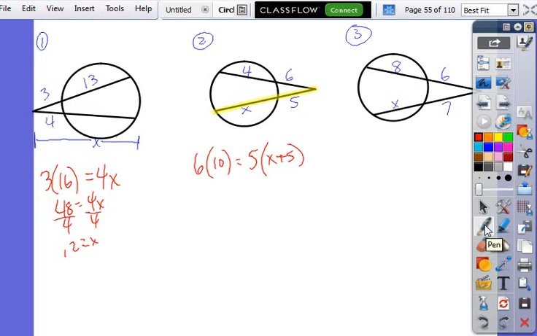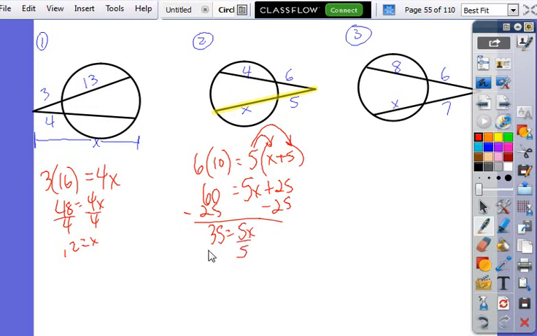Finishing this one, I do 60 equals 5x plus 25. Here's what some people mess up on. We do 5 times x, but we forget to do 5 times 5. Make sure you multiply both parts. Then you just got a simple equation. Solve your equation, you should get 7.